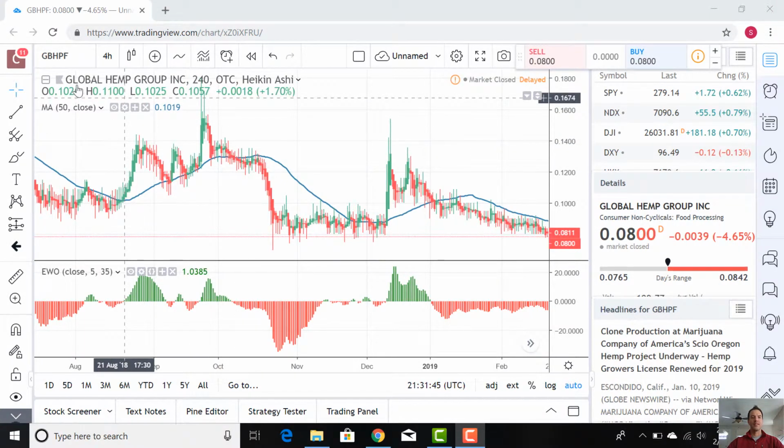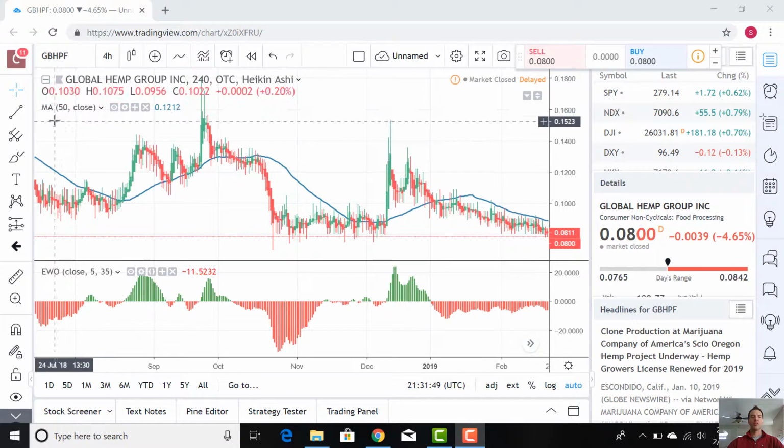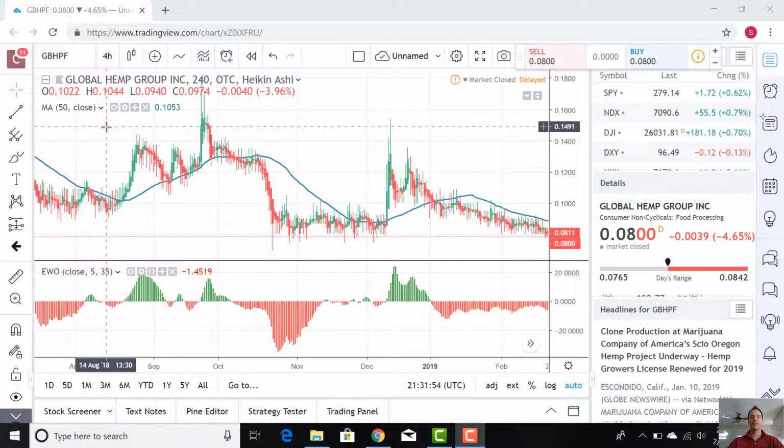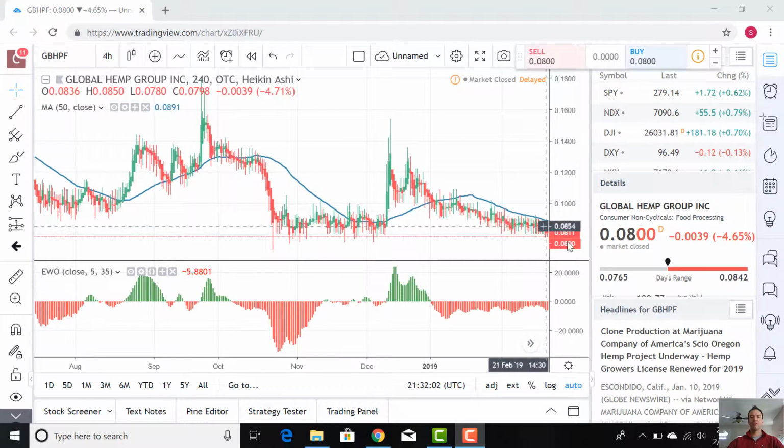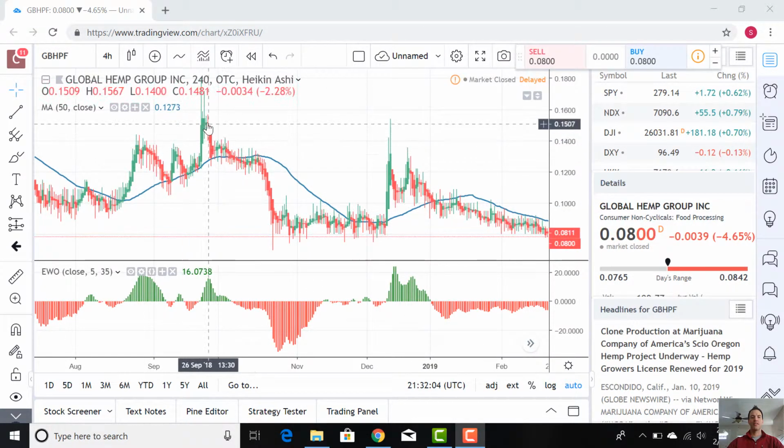You'll see we're looking at GBHPF again using our Heikin-Ashi. And we have a couple things showing. We have our moving average, our simple moving average, which we've looked at many times in the past. Here you'll see I set it to 50 periods, so it's really smoothed out over time. This stock is trading pretty low, about 8 cents right now. It's been as high as 15, so maybe double that.